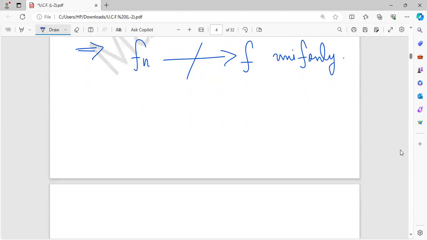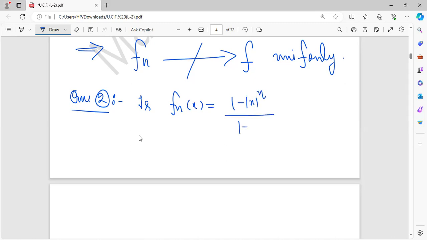Now you see question number 2. I am taking fn(x) = (1 - |x|^n)/(1 + |x|^n). Is it uniformly convergent on R?